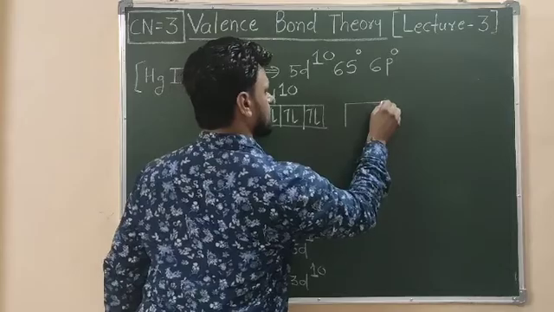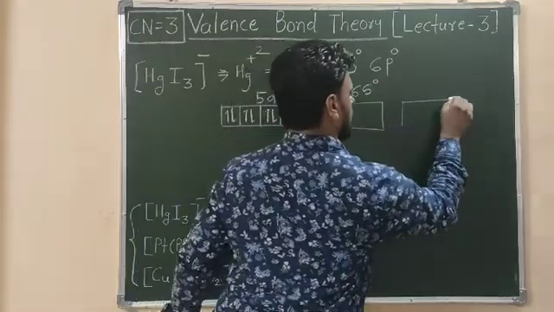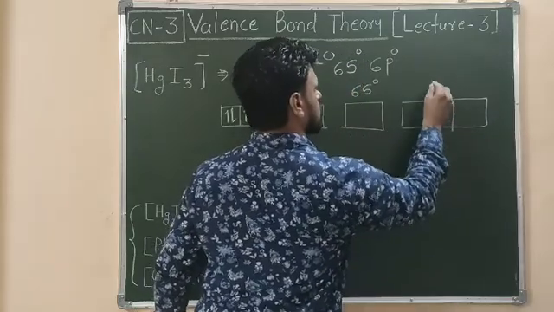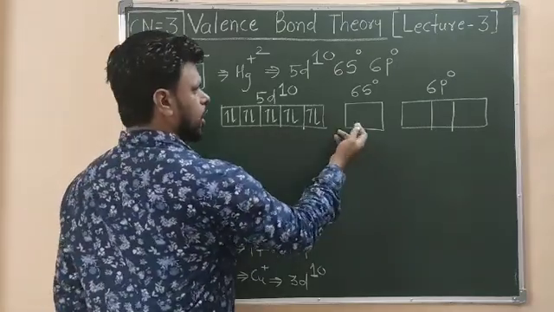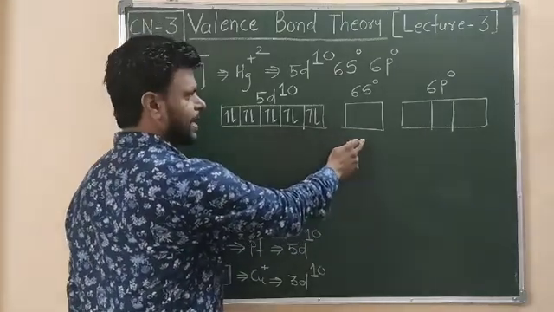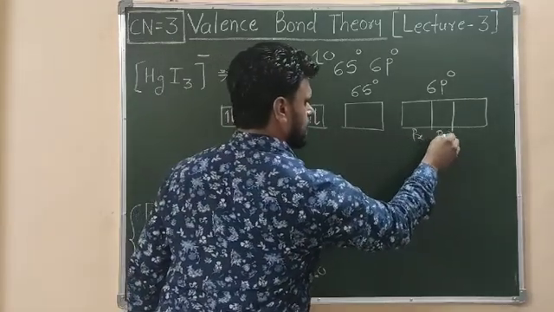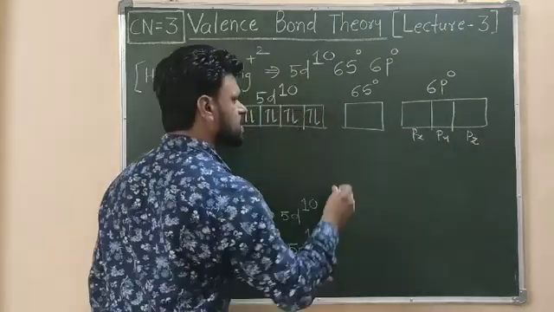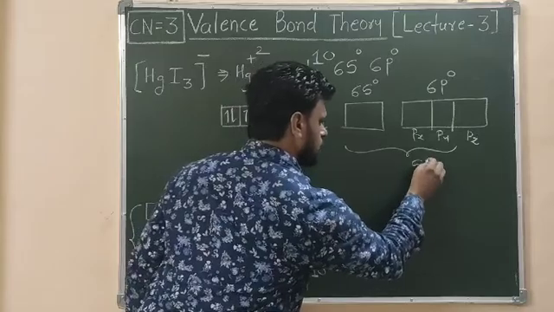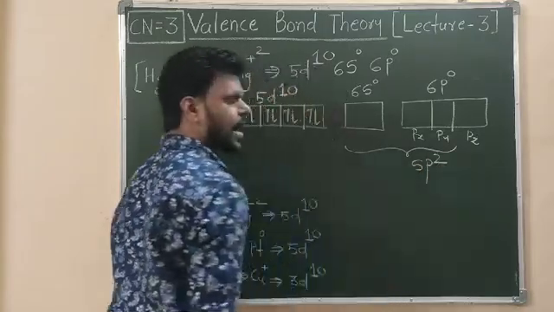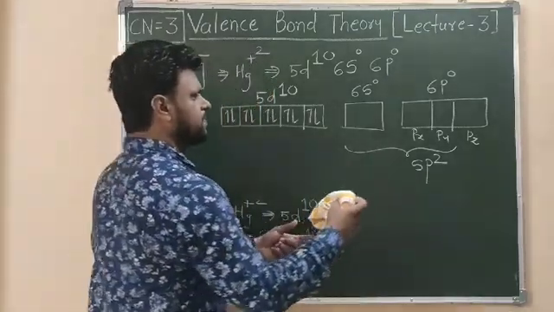And we have one 6s which is empty, and we have a 6p, again empty. So the point is that now you take one 6s atomic orbital and these 6p orbitals. Let's say this is px, this is py and this is pz, and now they will undergo the process of hybridization and they will give sp2 hybrid orbitals.